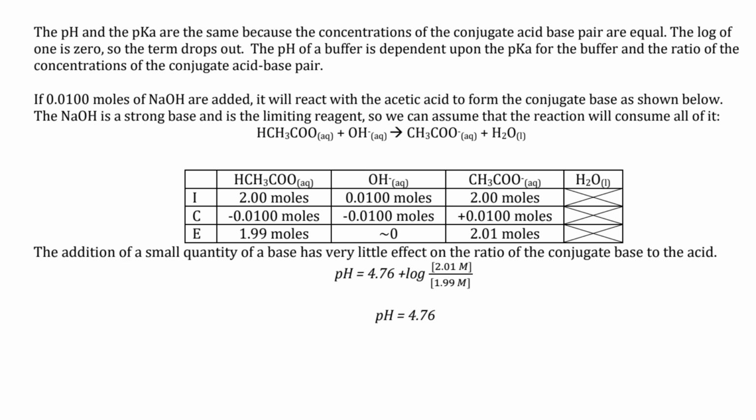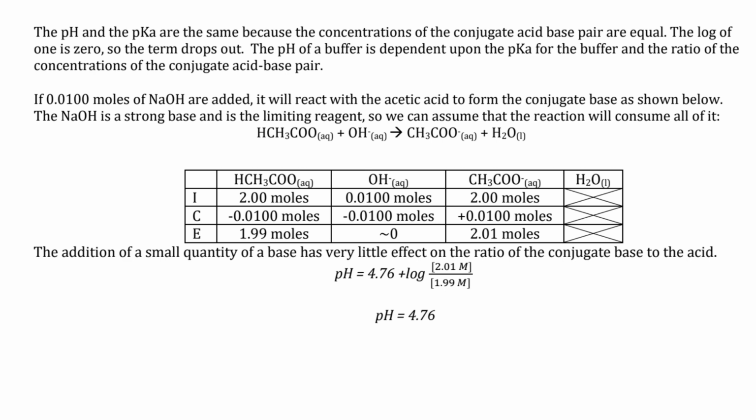So the pH and the pKa, like I said, are the same because the concentrations of the conjugate acid and base are equal. The log of 1 is 0, so it drops out. The pH of a buffer is dependent on the pKa of the buffer that's given, or you can get it, and the ratio of the concentrations of the acid-base pair.